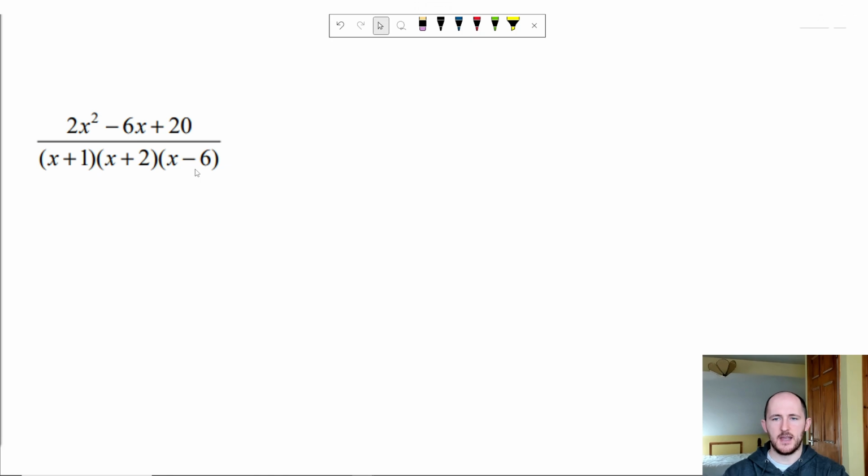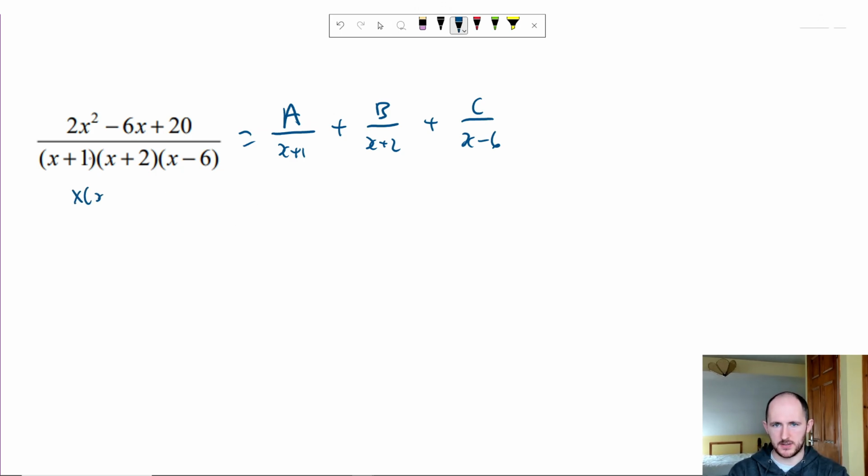So here, how many fractions are we going to have? Well, how many products do we have on the bottom? We have 3. So here we will have a over x plus 1 plus b over x plus 2 plus c over x minus 6. It's the same principle. Now, what do we times by? We times by the entire denominator, both sides.